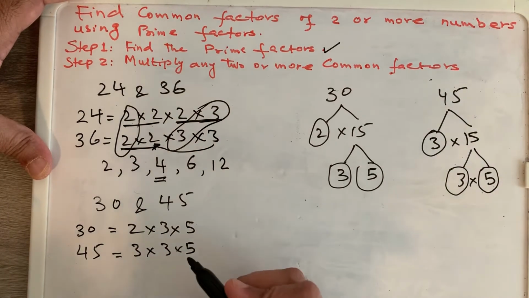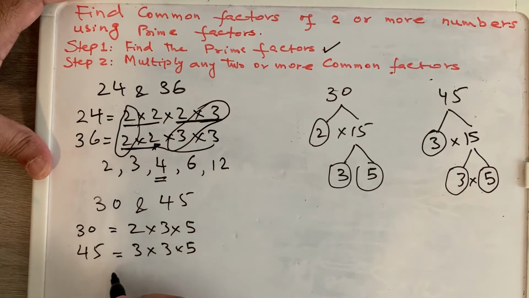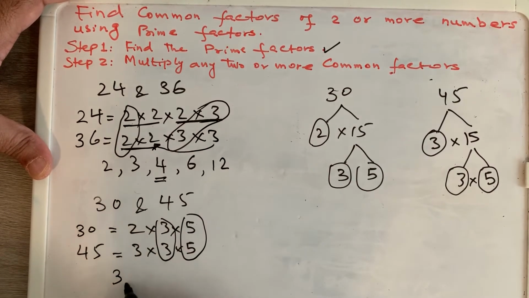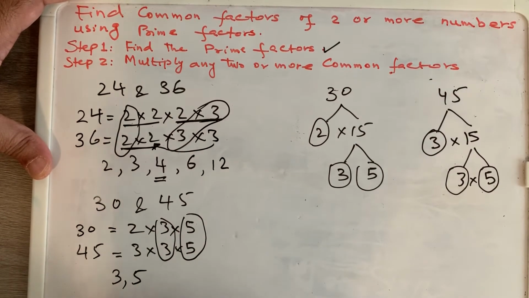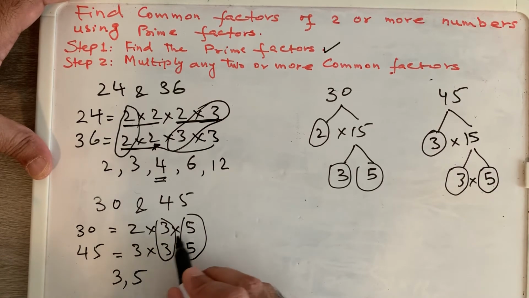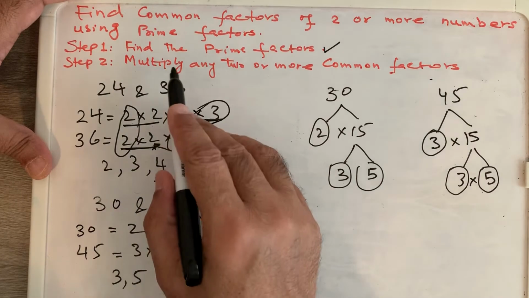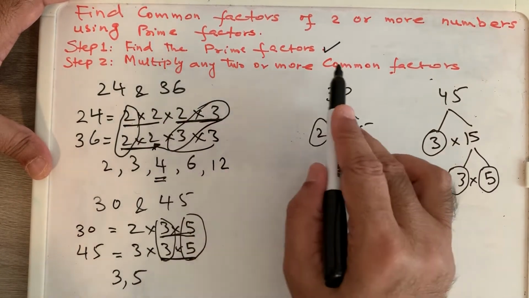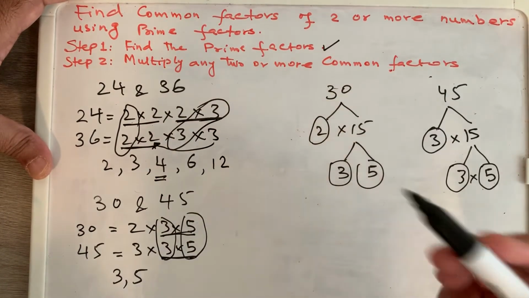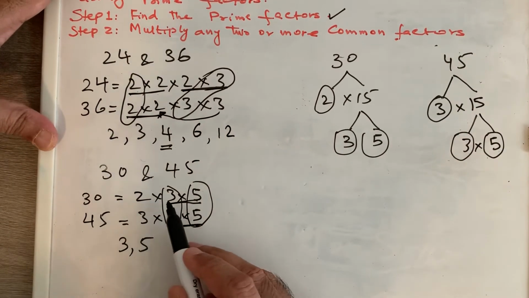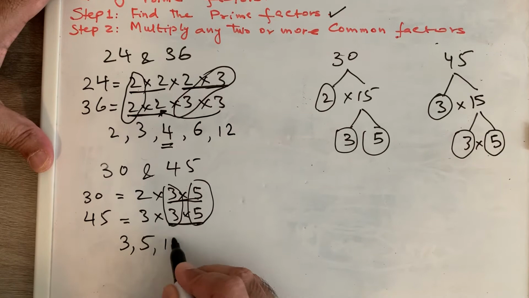So who is the common factor? So common factor is 3. 3 is common, right? 5 is common. So 3, 5. And 15 is also a common factor. 5 times 3 is 15. Because the second part is to multiply any two or more common factors to get another common factor. So what we have here is 3 and 5, and then we have 15.